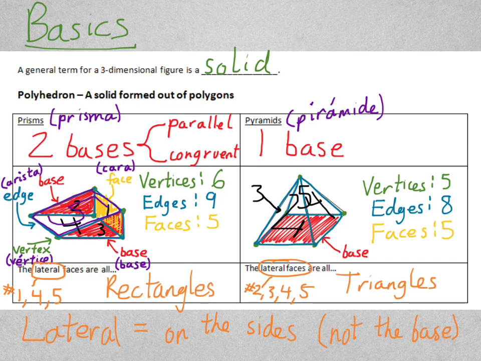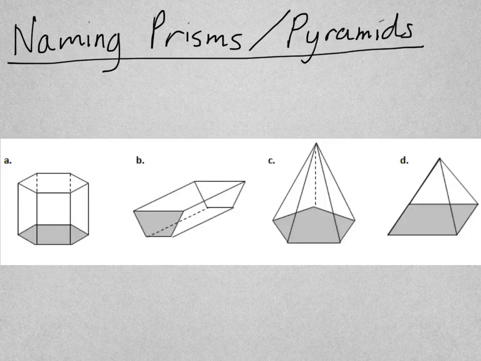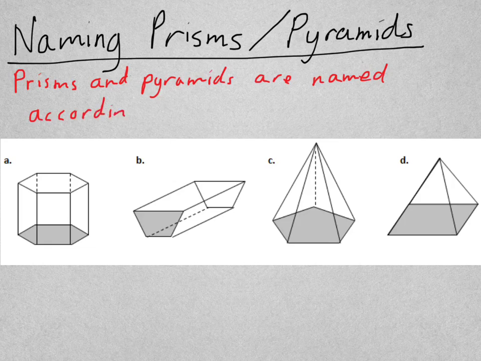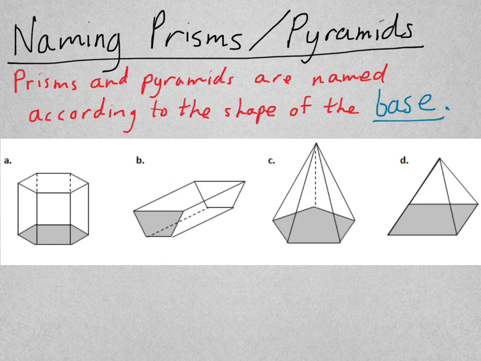Okay, so now let's talk about how to name prisms and pyramids. We name prisms and pyramids by the shape of their base. So if you can identify the base, then you can name it. Let's look at the first one. There's the base right there. What shape is it? Well, it's a hexagon.